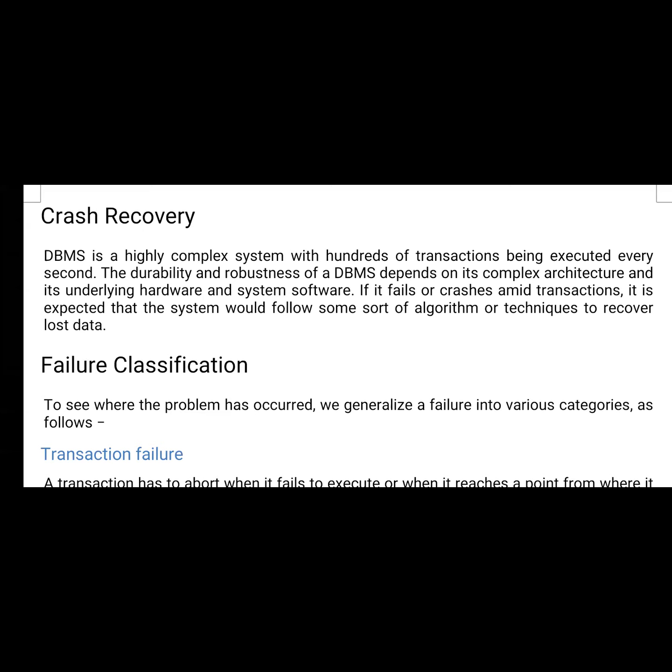What is the property of atomicity? All operations should be atomic. That means either consider all actions of the transaction or do not consider any one of the actions in a transaction. Okay, I hope my voice is audible to everyone.